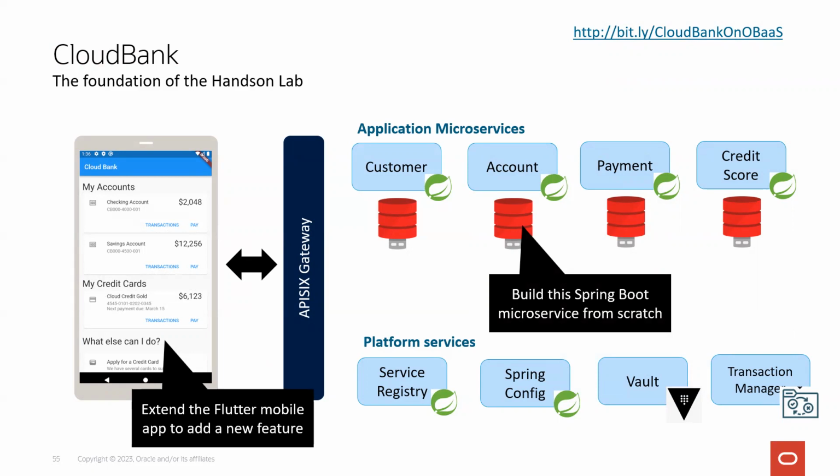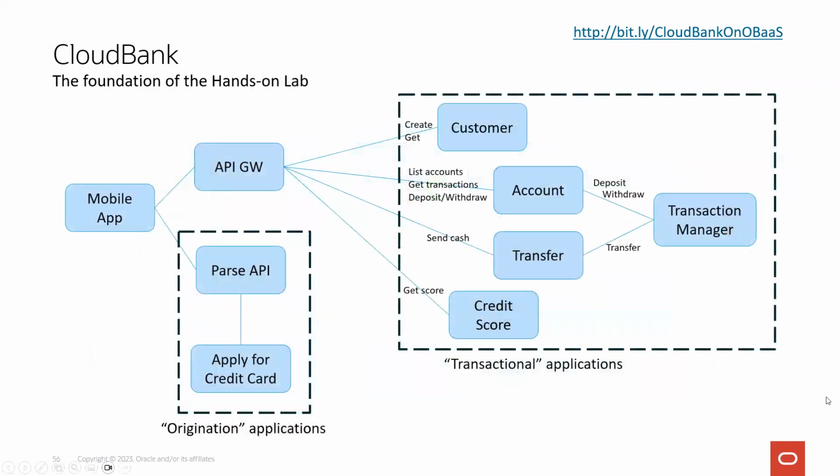The next slide shows you a little more of how the flow of the application works. You've got the mobile app on the left-hand side talking to the API gateway. The mobile app is using the Parse API, and you go to the applied credit card application there. The gateway talks to the various backend services, which are not exposed to the internet. The only way to get to them is through the API gateway. So you're going to list accounts, get transactions from the account services, use the transfer service to send cash, get a credit score from the credit score application, and so forth.